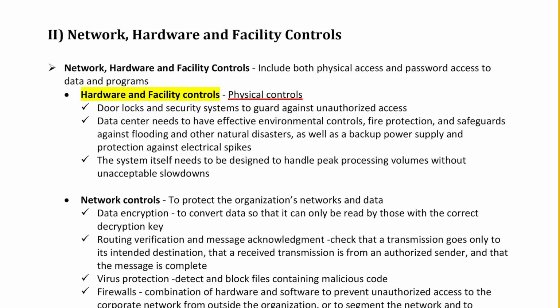Next, highlight network controls and underline to protect the organization's networks and data. So what could help here is underline data encryption, which is converting data so that it can only be read by those with the correct decryption key. You could have a routing verification and message acknowledgement. You might need underline virus protection.